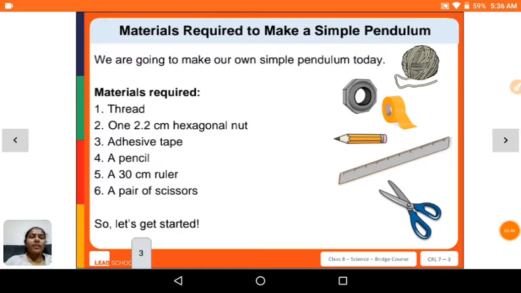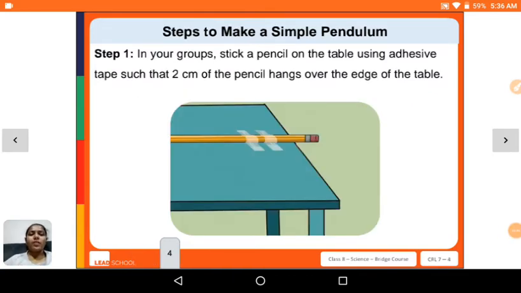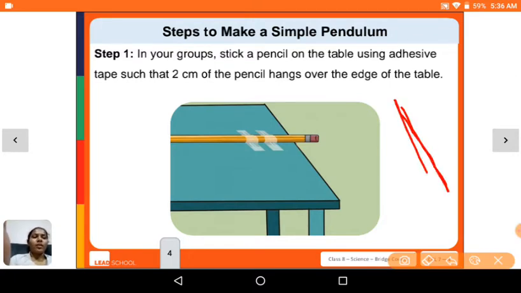So let's get started. Now first step, stick a pencil on the table using adhesive tape such that 2 centimeter of pencil hangs over the edge of a table. Like what you have to do, take a table. If this is a table, edge of a table, now we put here a pencil. So from the edge of the table, pencil is kept 2 centimeter. Pencil is kept a little bit outside of the table.